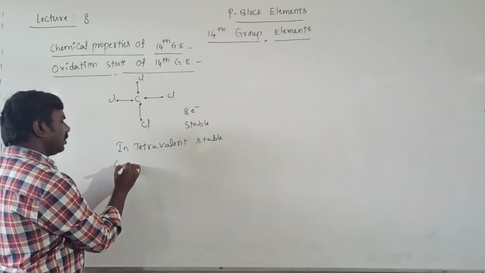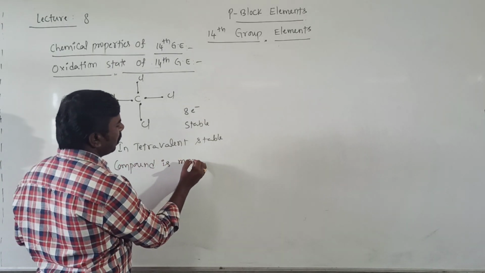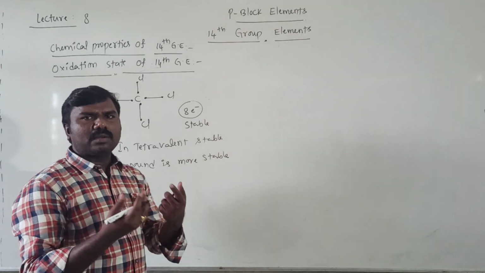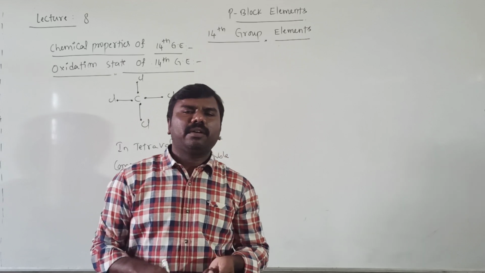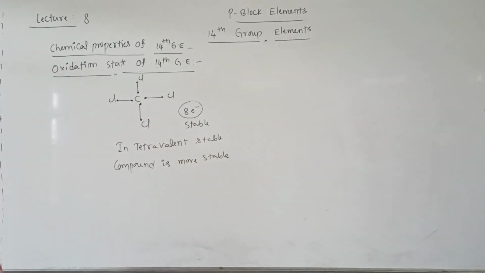In tetravalent state, the compound is more stable. Because of the complete octet, there is no gaining of electrons or losing of electrons. Sufficient number of electrons are possible in tetravalent state.